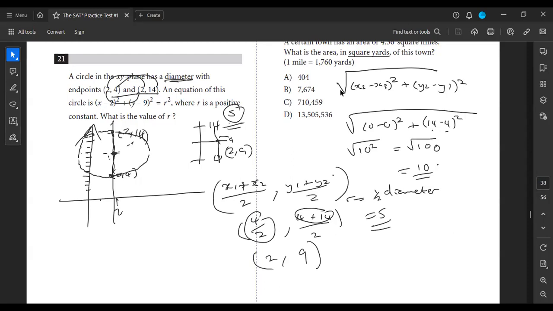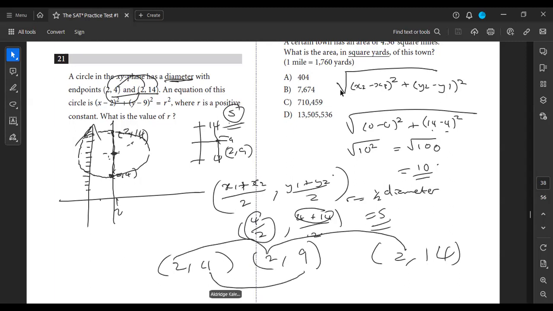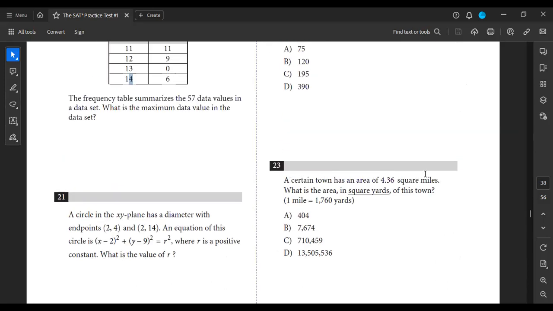Okay, so you've got 2,9, which is the midpoint. And then the lower value is 2,4. The upper value is 2,14. So you notice that there's no shift in the x-axis, but the y has moved by 5 to get to 9, and it's moved by 5 to get to 14. There's so many ways to solve these questions, guys. I'm just trying to show you different ways, but I hope everyone is okay with it. Whatever works for you, whatever is fastest, just go with it.